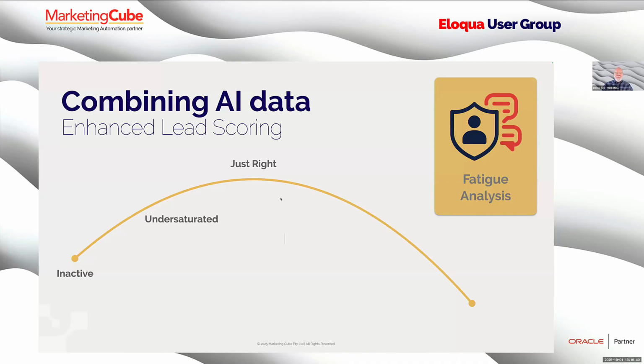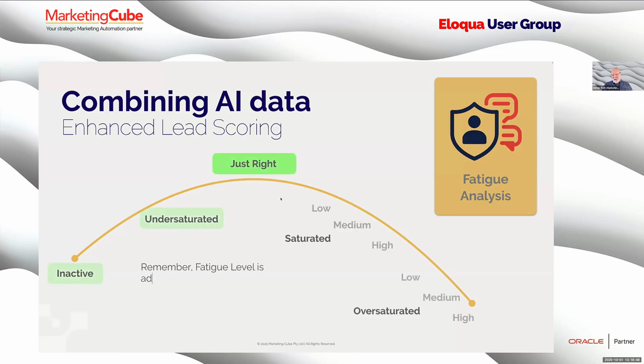Now, the next 2 levels are saturated, low, medium, and high, and oversaturated, low, medium, and high. I'm trying to work out how to present this to you in a graphic to help it make sense, it was a bit of a struggle, but hopefully this is working for you. Now, the reason I've highlighted the inactive, undersaturated, and just right is that I think they're the three that we could potentially use in the lead score model to get the most value from.